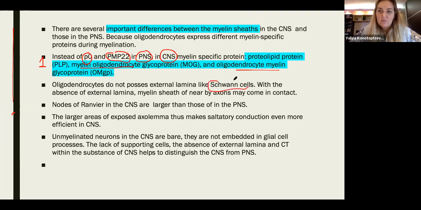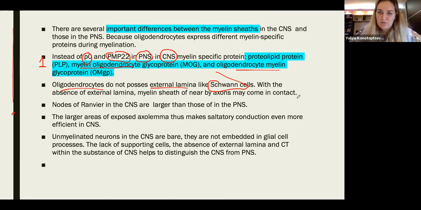Schwann cell possessed external lamina. Remember we saw it previously, right? So there was an additional layer on the top of the Schwann cell. It was external lamina. External lamina is like a basal lamina, right? It is like a basement membrane of the non-epithelial cells. Oligodendrocytes do not possess external lamina.